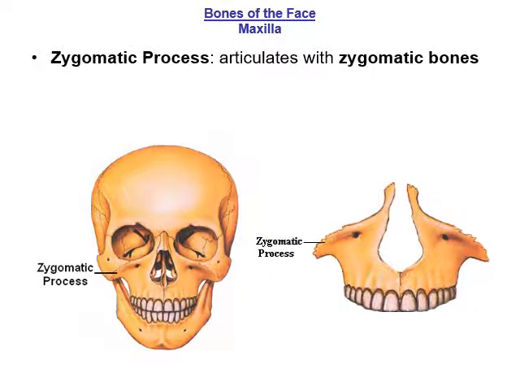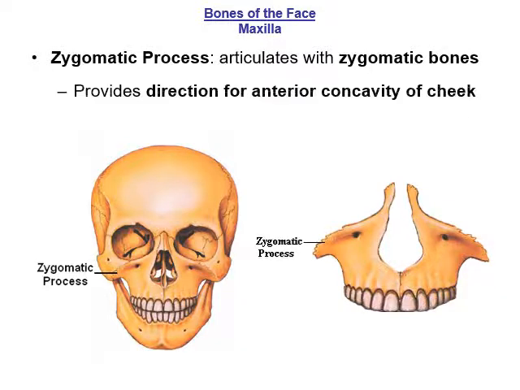The zygomatic process is where the maxilla will articulate with the zygomatic bones here. And so this zygomatic process provides the direction for the anterior concavity of the cheek. As your zygomatic bone rounds down from your eye socket, it dips in a little bit, and that's due to this zygomatic process being concave. Those are the surface aspects of the maxilla.